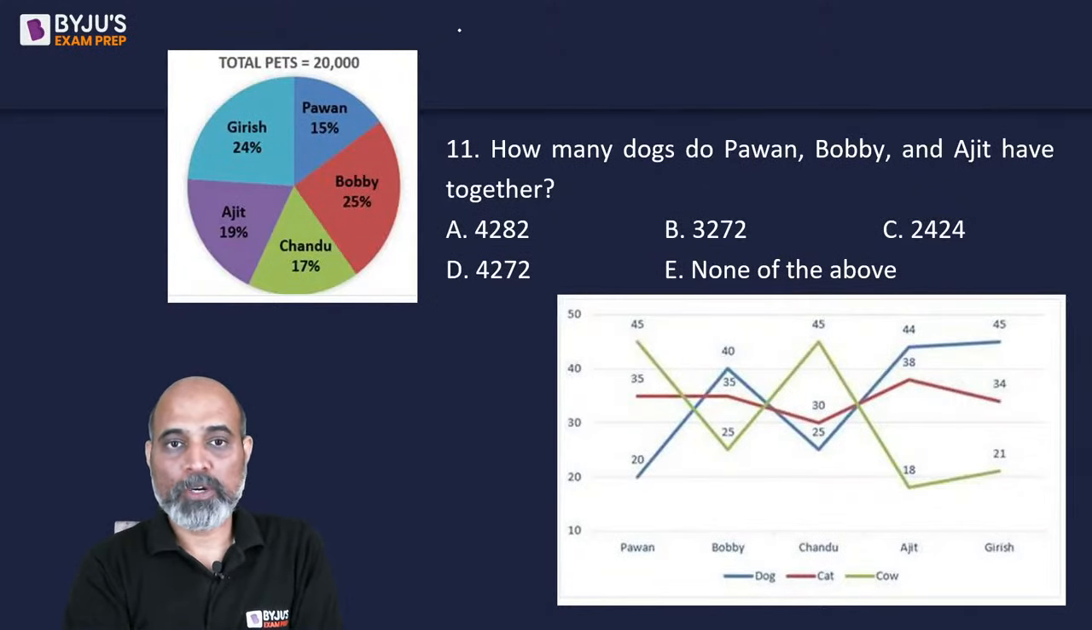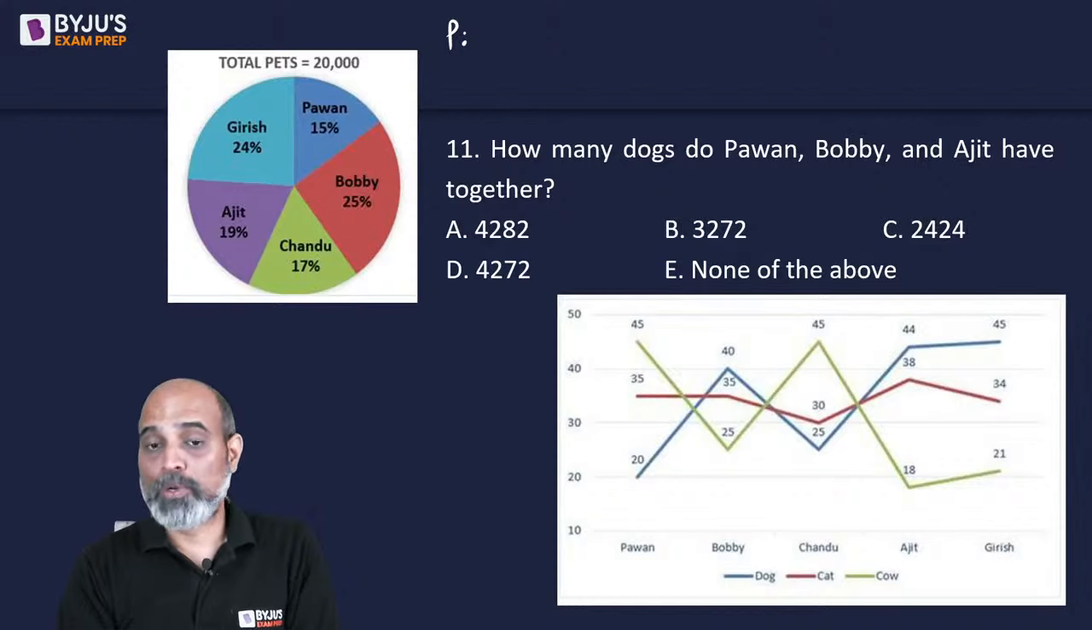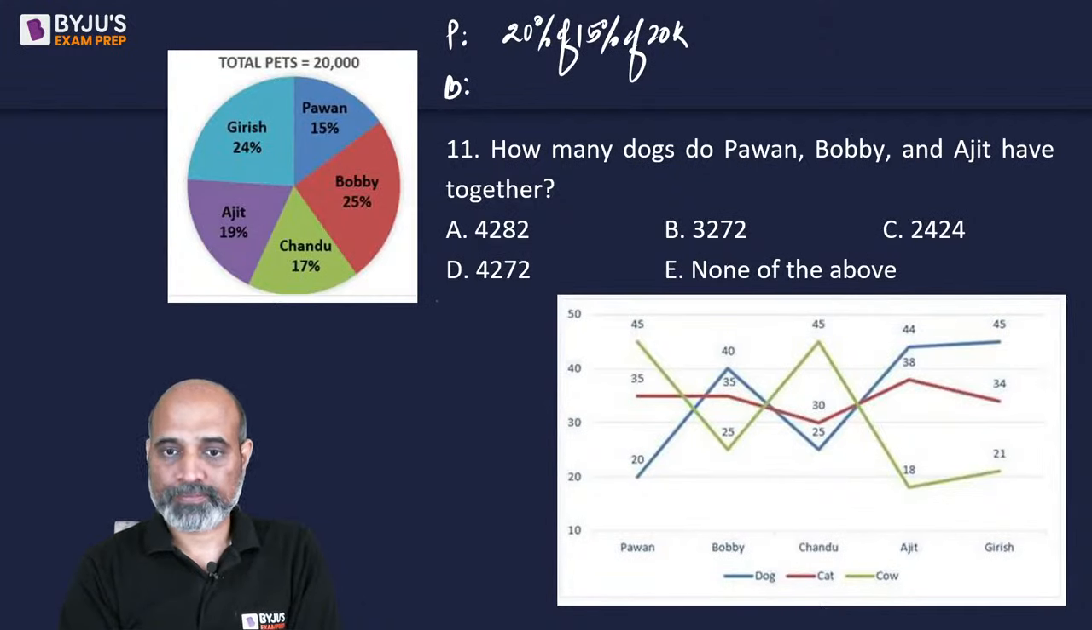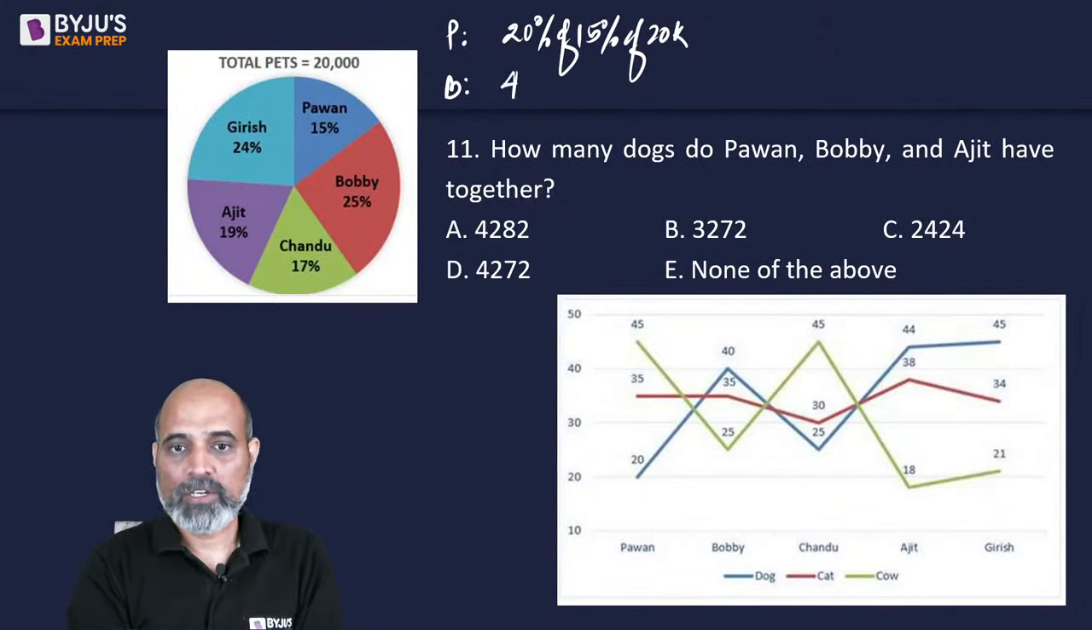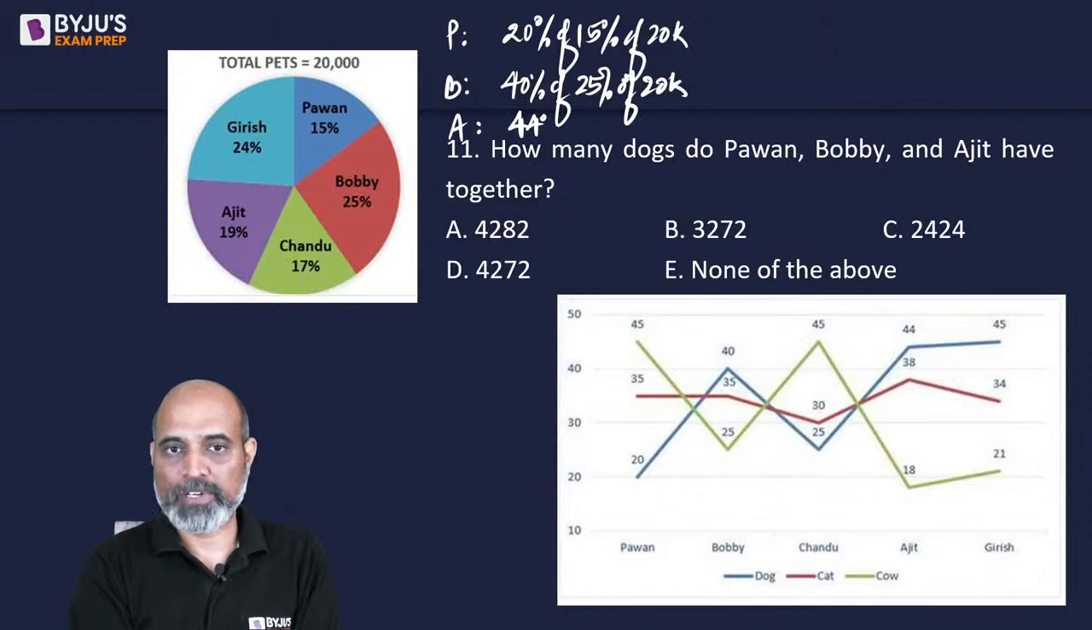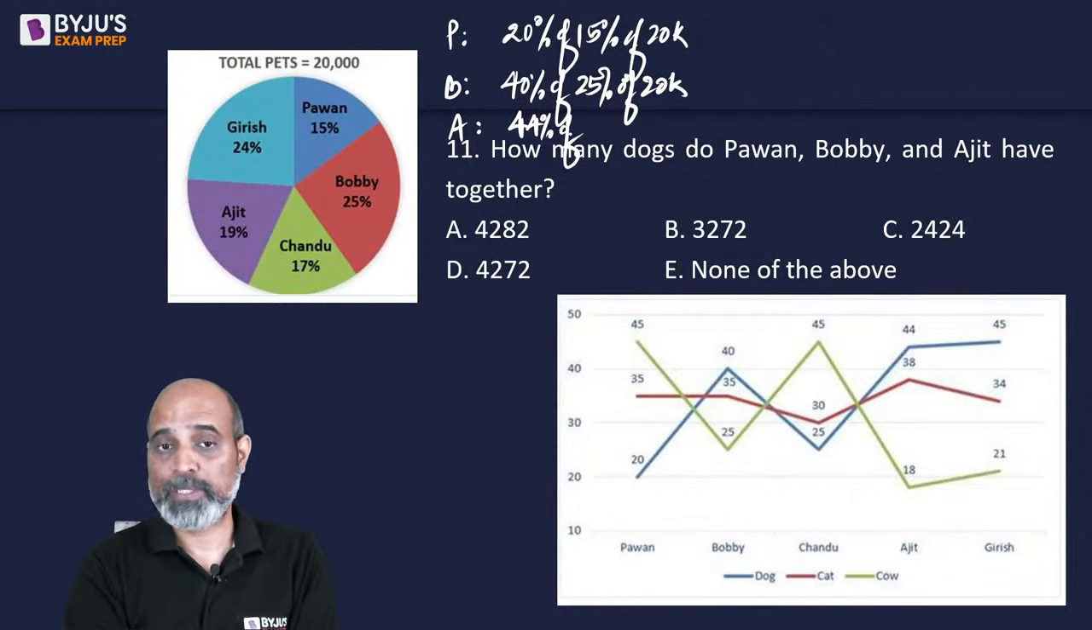Well, if I talk about Pawan and dog, that is blue line, that is going to be 20% of 15% of 20,000. If I talk about Bobby, Bobby ka blue is 40, right? So 40% of Bobby is 25% of 20,000. And if I talk about Ajit, Ajit is the second last guy here. So for him, we have to look at blue, which is 44 there above. So 44% of Ajit here is purple, 19% of 20,000.